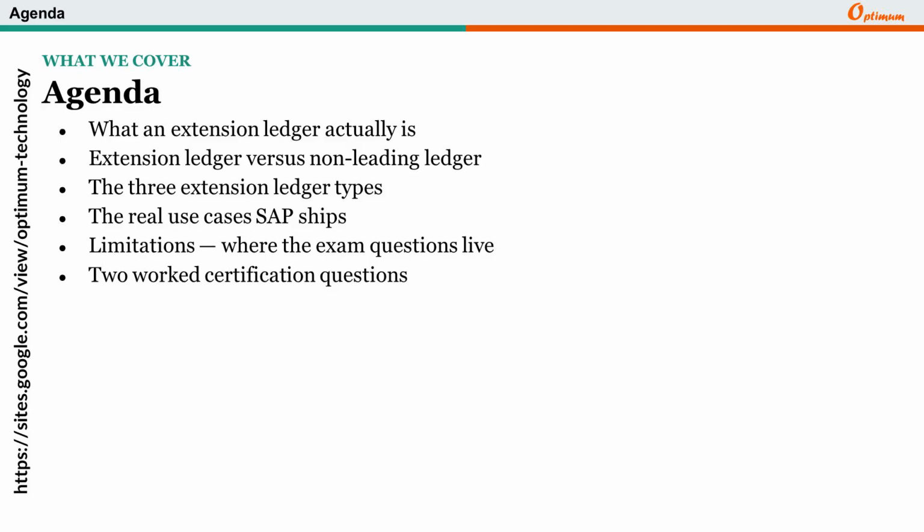Here is how the next 10 minutes are laid out, and the order matters. We start with the architecture, because if you understand that an extension ledger stores only delta postings, you can reason your way through most questions without memorizing anything. Then we compare it directly against the non-leading ledger, since that comparison is where the exam gets its distractors. After that we walk the 3 ledger types and the business use cases SAP has actually delivered for each one. We finish with limitations and 2 full exam questions, worked end to end.